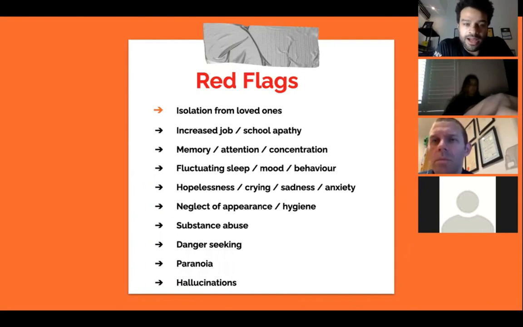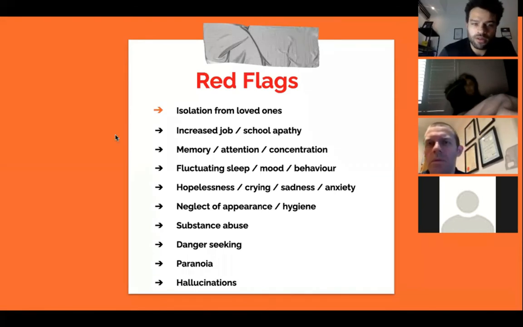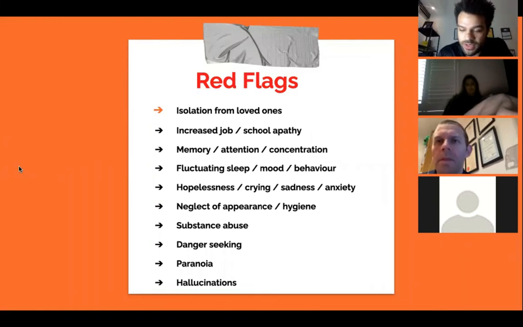But the red flags would be isolation from loved ones, increased job or school apathy, memory, attention and concentration reducing, fluctuating sleep, mood, behavior, hopelessness, crying, sadness, etc. And it goes on. Obviously, if that patient is contemplating taking their life, that's another red flag. I don't know if you guys know about your guidelines for this. No? I'll have to look it up. I haven't ever encountered a psychological or mental illness red flag, but I'll have to look it up.